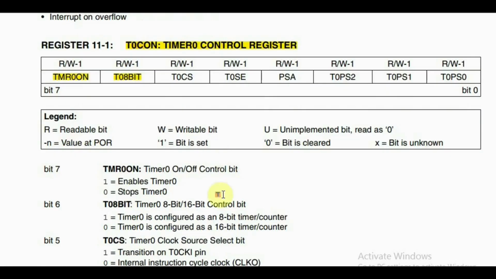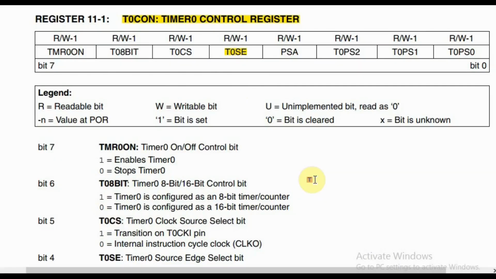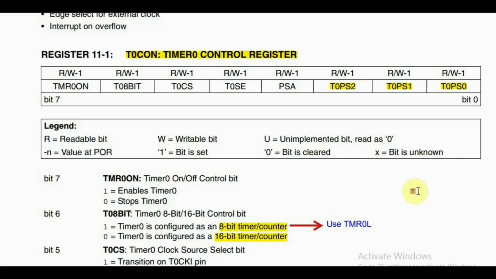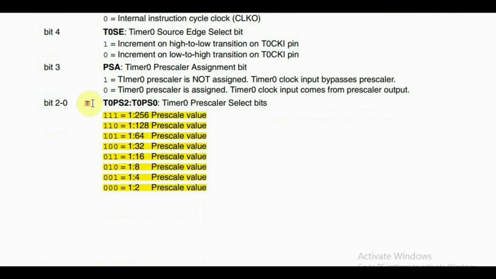The T08BIT bit, you can select the 8-bit or the 16-bit mode. When in 8-bit mode, you can work only with the TMR0L register. T0CS to select between timer mode and counter mode. T0SE, this bit we're not going to concern ourselves with. You can read about it on your own, we're not going to use it here. PSA selects between the clock without division or the divided clock. These are the prescaler bits you can use to select between all these prescale values.